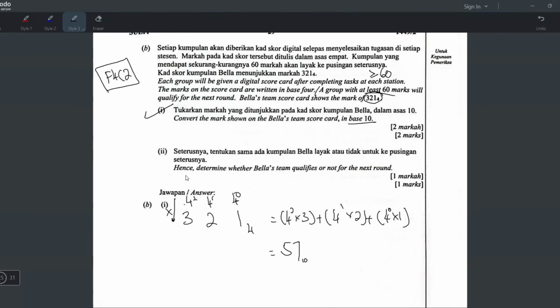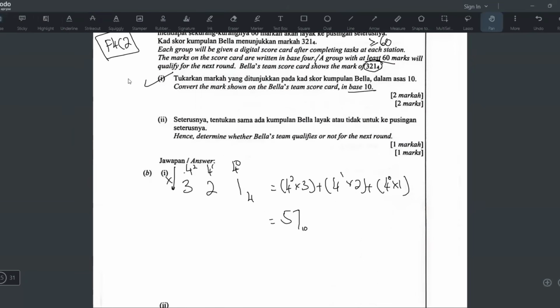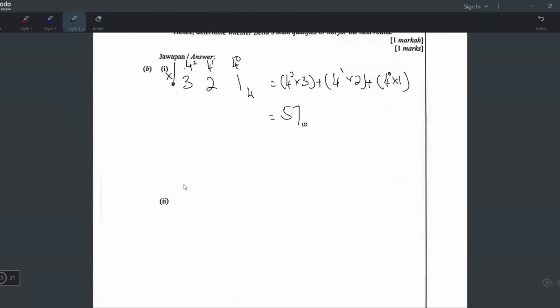Okay, number 2, hence determine whether Bella's team is qualified or not for the next round. Okay, the answer is not qualified, because they already mentioned that in order to qualify, your marks have to be at least 60. It means you have to be 60 marks or more. So now it's 57, so we will write not qualified.